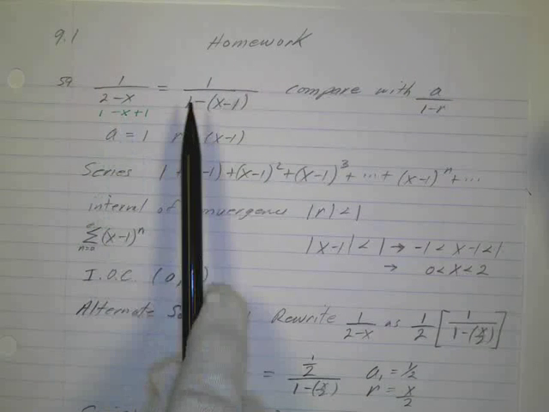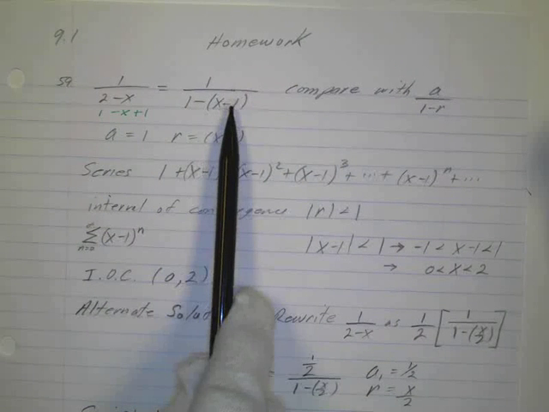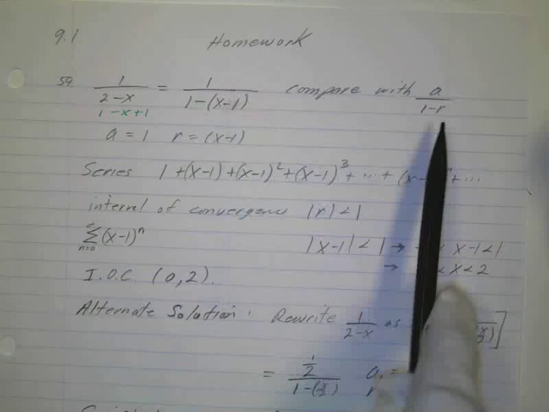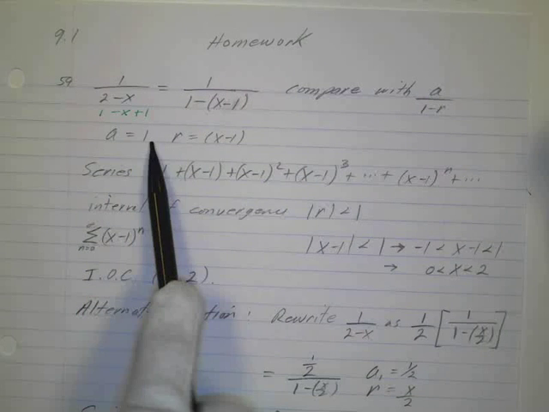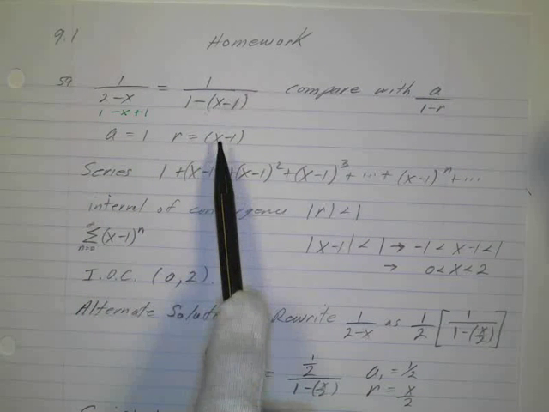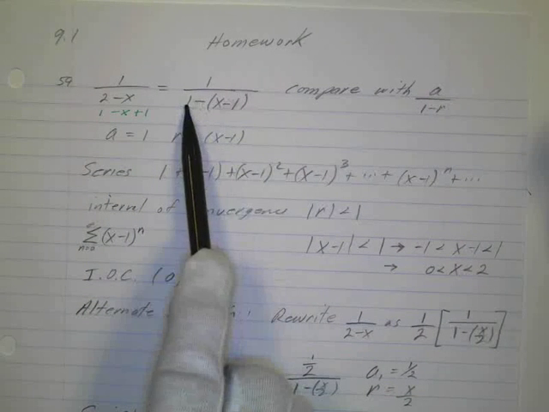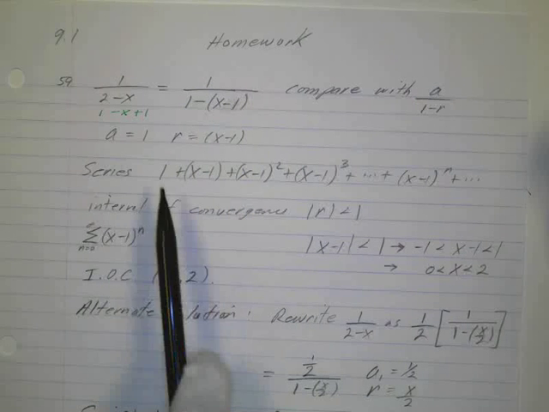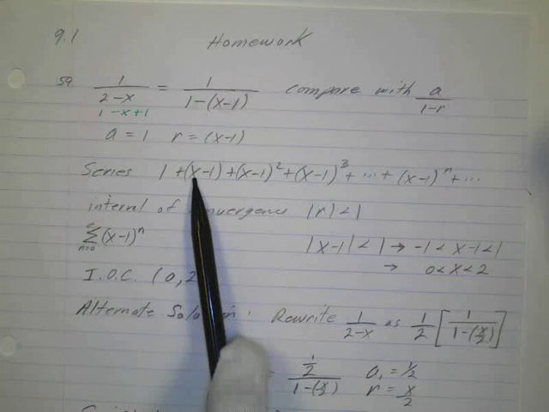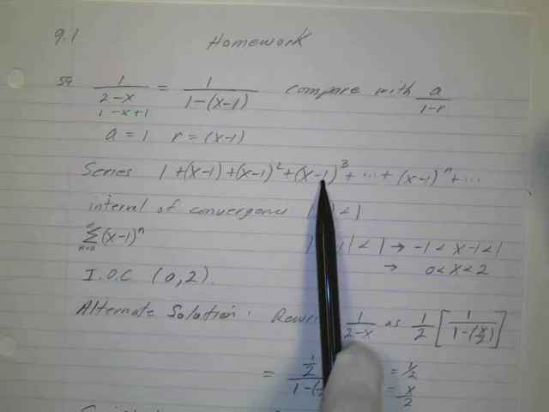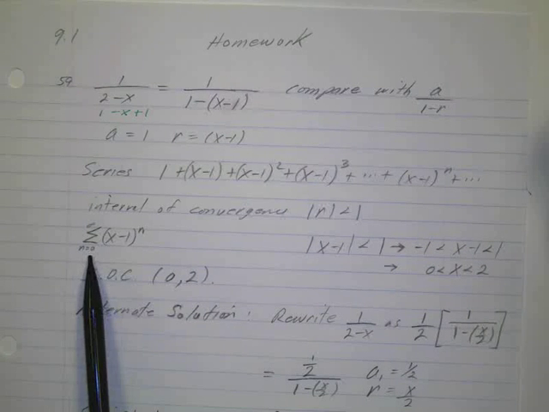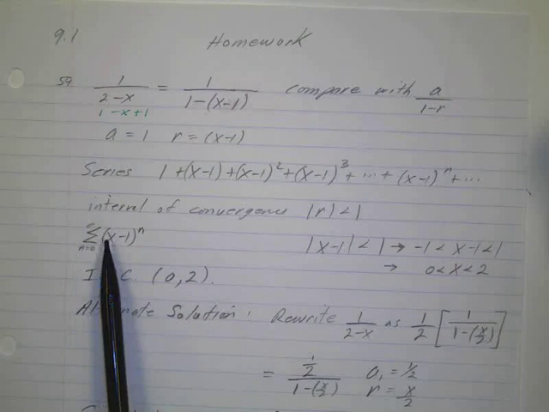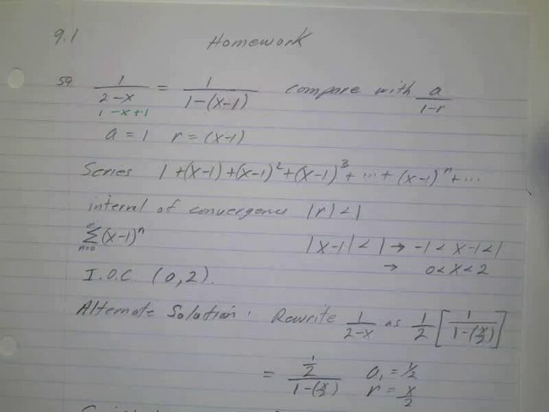And then what I can do is I can factor out the minus sign. I have 1 minus x minus 1. And there we go, we compare that with our geometric series. a is 1, and r is x minus 1 because it's 1 minus r. So there's my series: 1, x minus 1 is my ratio, x minus 1 squared, x minus 1 cubed, etc., x minus 1 to the n. So there's your nth term. So the summation will be n equals 0 to infinity of x minus 1 to the n.